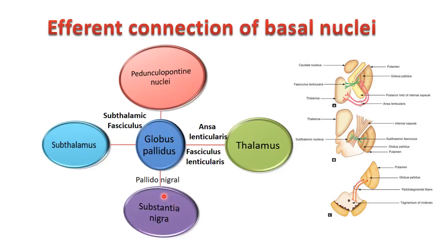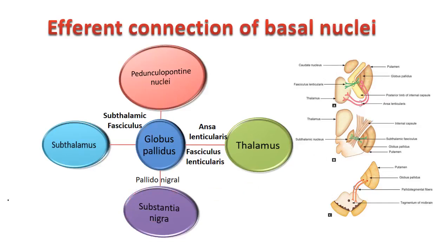Now, one more thing you should remember here, the substantia nigra also receives fibers directly from the striatum, not from the globus pallidus, mainly from the striatum, the caudate and the putamen. Directly they also have connections with the substantia nigra.